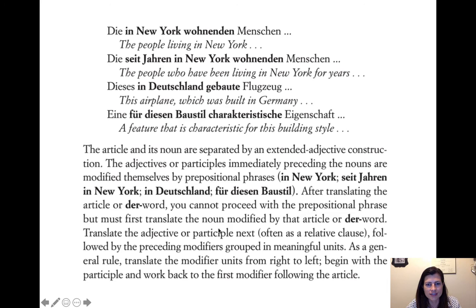So you have to first translate the noun modified. You have the article, and then you have to go and grab the noun and put it back with its article. So a feature, and then you can go about translating that extended adjective construction, usually as a relative clause. So translate the adjective or participle next, often as a relative clause, followed by all the other modifiers grouped in meaningful units. As a general rule, translate the modifier units from left to right, as you would expect, and then begin with the participle and work back to the first modifier following the article.